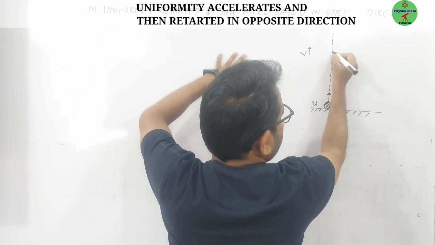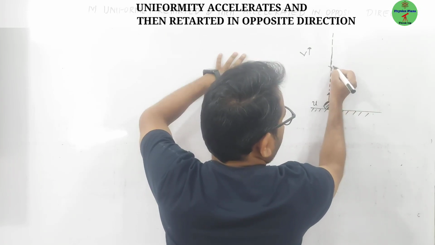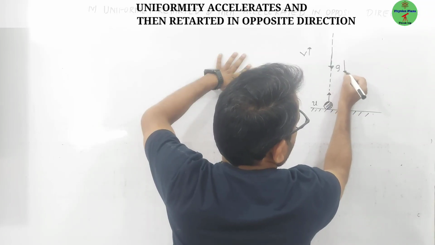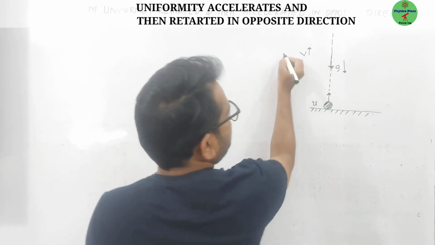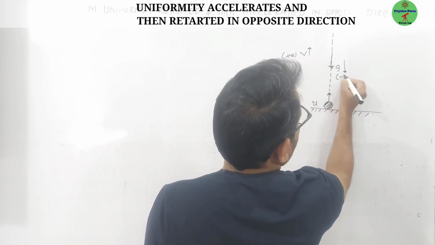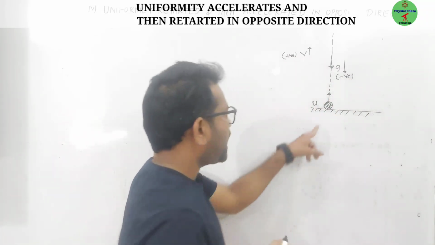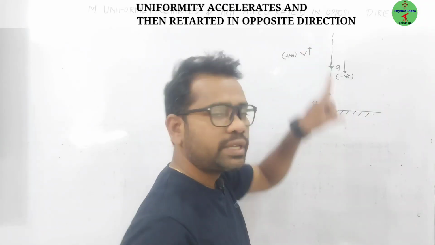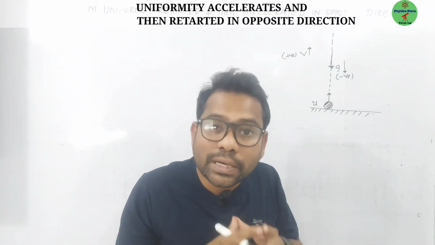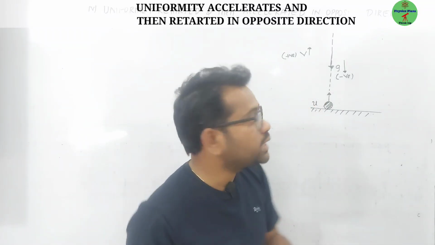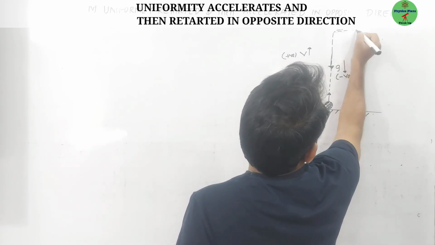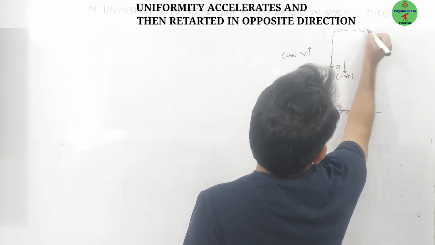But still, at any instant, the acceleration due to gravity will be in the downward direction. Here velocity is positive, but here acceleration due to gravity is negative. As it keeps on moving vertically upward, as the velocity and acceleration are in opposite directions, the body is retarded. So the velocity keeps on decreasing. Finally, it becomes 0. Here the velocity will become 0.